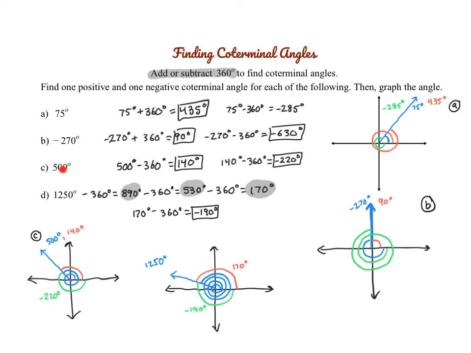So instead of working with, say, 500 degrees, I'm always going to find a nice coterminal angle that I know where it falls. So 140 would be much easier. Again, instead of working with 1,250 degrees, I would much rather work with 170. And since they fall in the same location, they actually act exactly the same. So again, you can always find a coterminal angle by simply adding or subtracting 360 degrees as many times as you need.